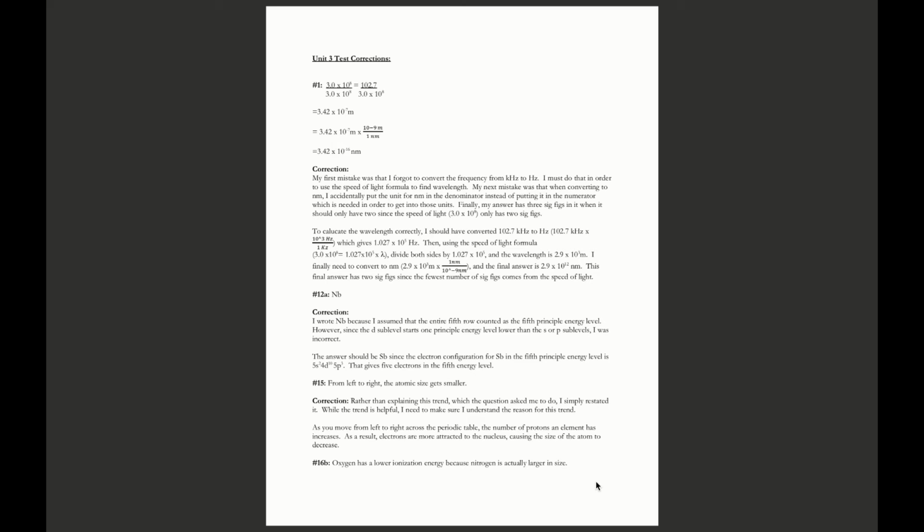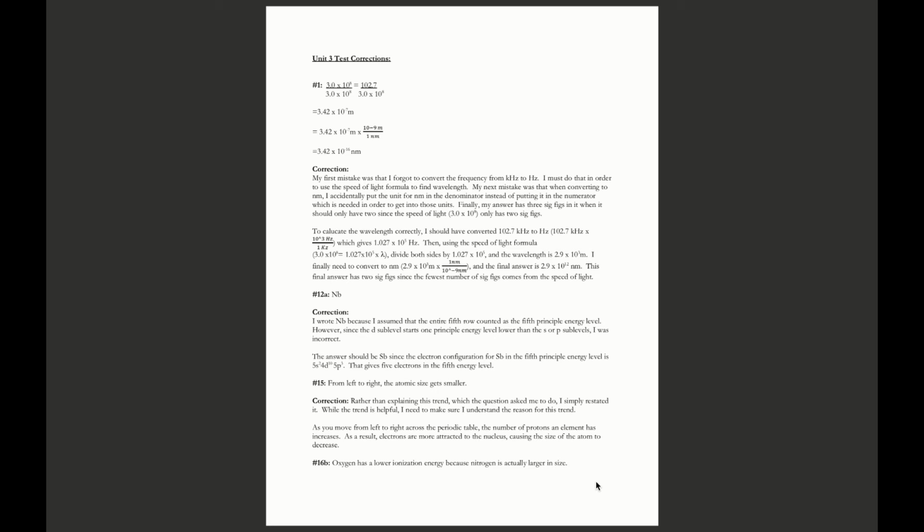As you move from left to right across the periodic table, the number of protons an element has increases. As a result, electrons are more attracted to the nucleus, causing the size of the atom to decrease. Notice not only is my science correct, but I'm using proper grammar as well. Okay? It flows properly. You can understand it. Sometimes when you guys write, I honestly can't understand what you are saying. Okay? And I'll put a question mark and I'll take off.